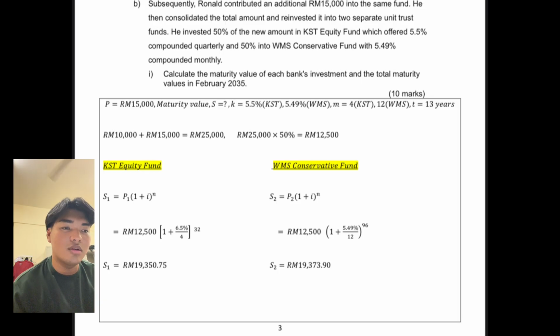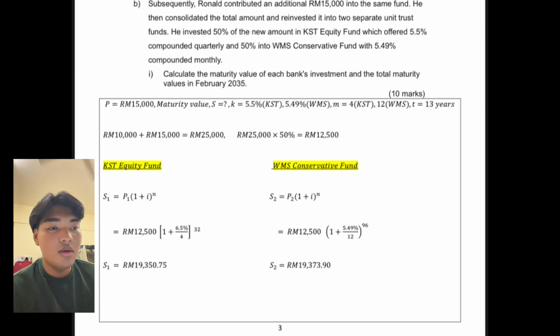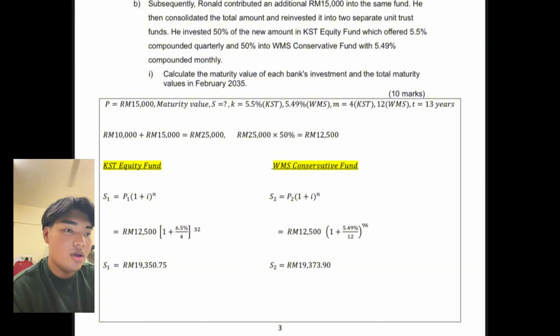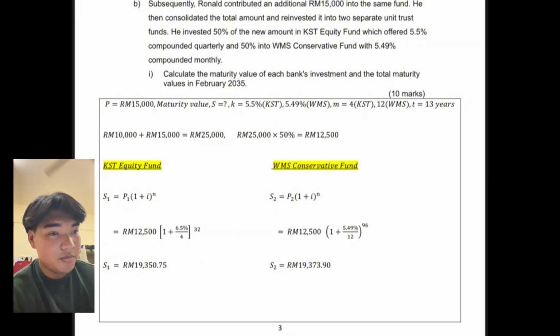We do the same as before for the WMS conservative fund, S2 equal to P2 bracket 1 plus I bracket power N. So the answer is 12,500 ringgit bracket 1 plus 5.49% over 12 bracket power 96. So the answer is 19,373.90.